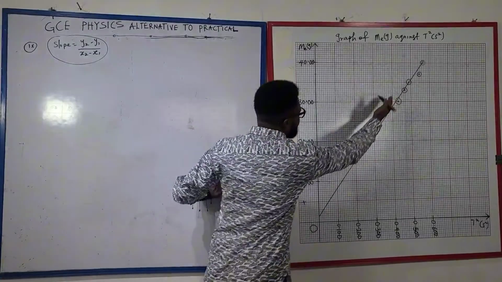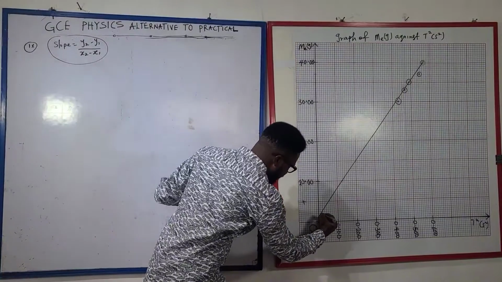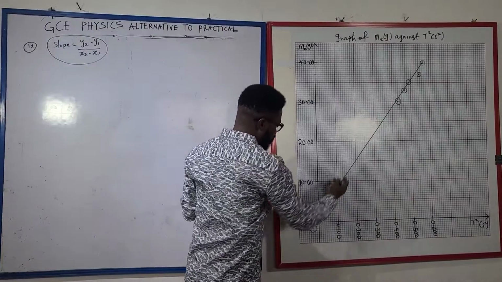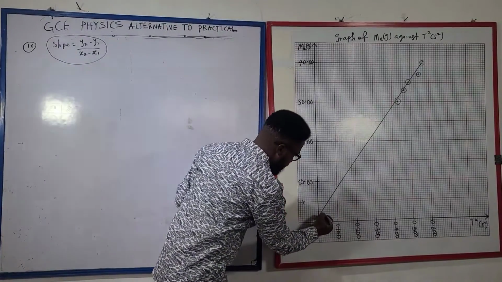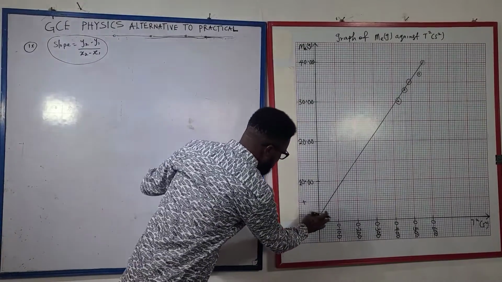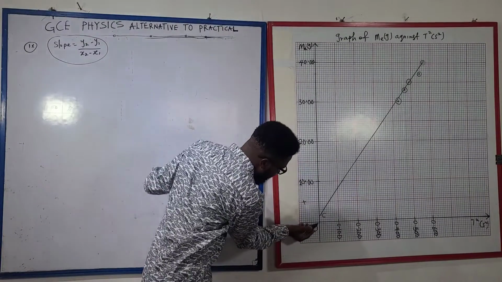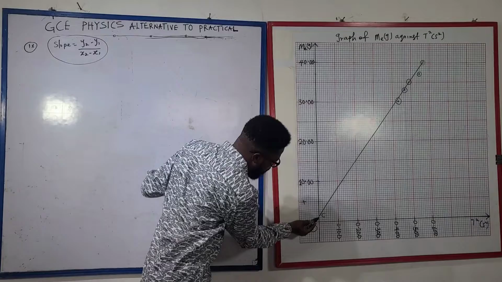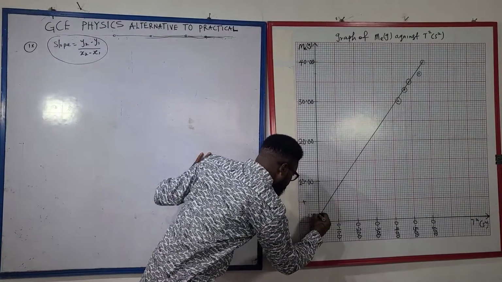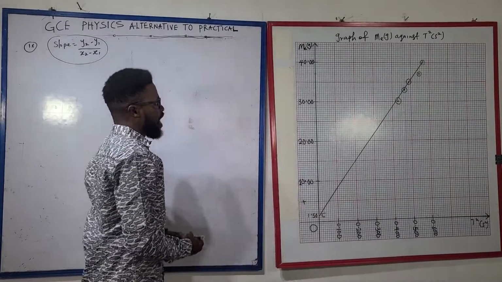Now, where the straight line touches on the vertical axis, that is your intercept. This is my intercept here. Intercept is C. Let me make that a bit clearer. Intercept C. When I look at this, this is 0.5, 1.5. This is at 1.5 on my graph. That is my intercept.